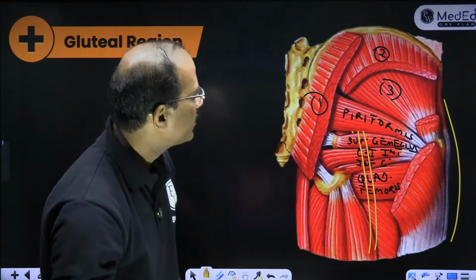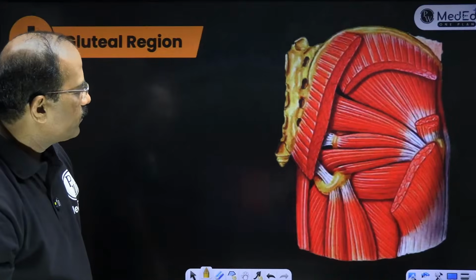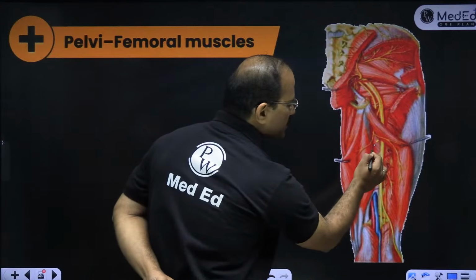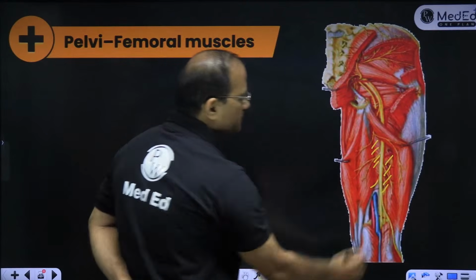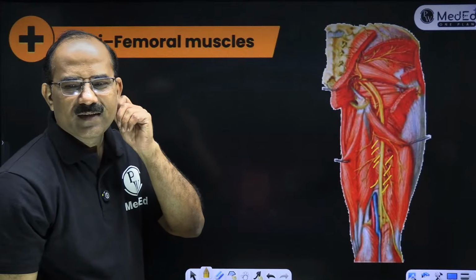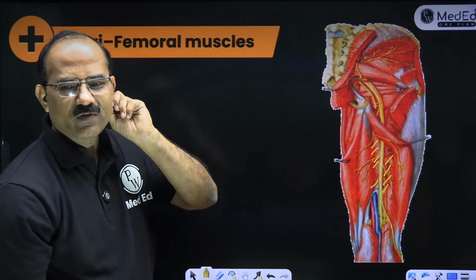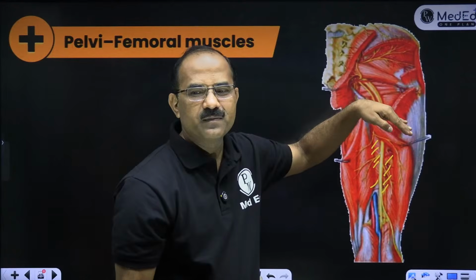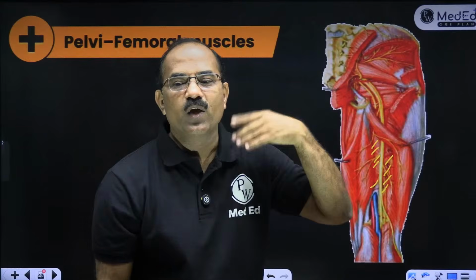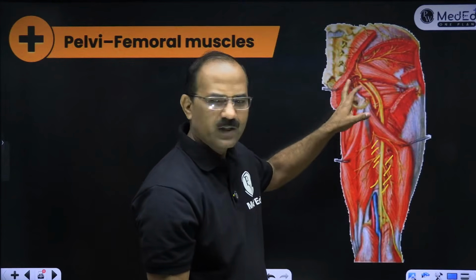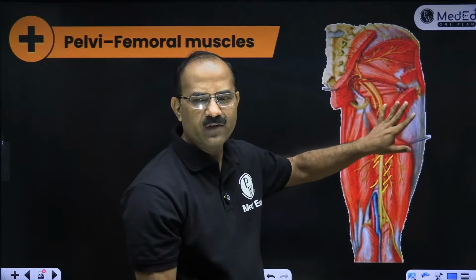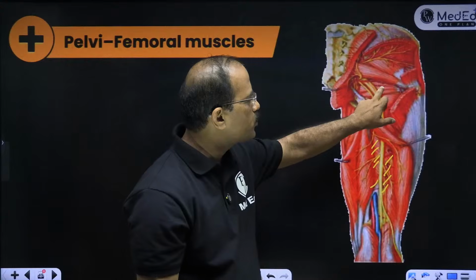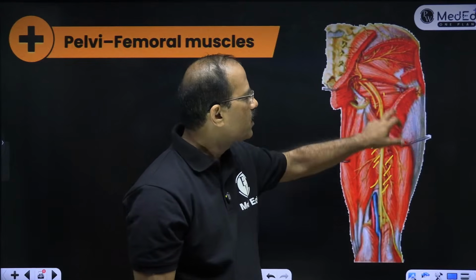Come further down. Where are we? Wait a minute. Who is this? What is this muscle? Yes, it is a scarf of the sciatic nerve. The sciatic nerve lies below the piriformis. Then it lies between the gluteal tuberosity and the greater trochanter. It lies on the superior gemellus, obturator internus, inferior gemellus, quadratus femoris.